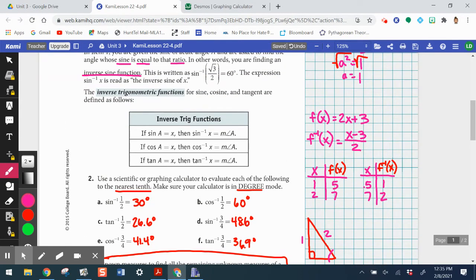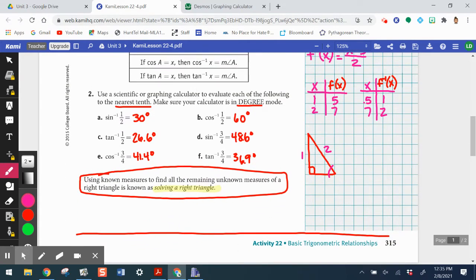We don't know the measure of the angles now. And so using these inverse functions, look what the inverse sine function will do. If sine of A is equal to x, then the inverse sine of x, the actual ratio, gives us the angle measure. So it's giving us that original input we started with in the previous lessons. Now that is the output.